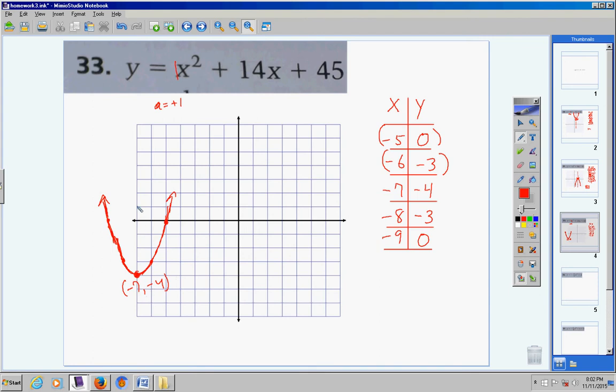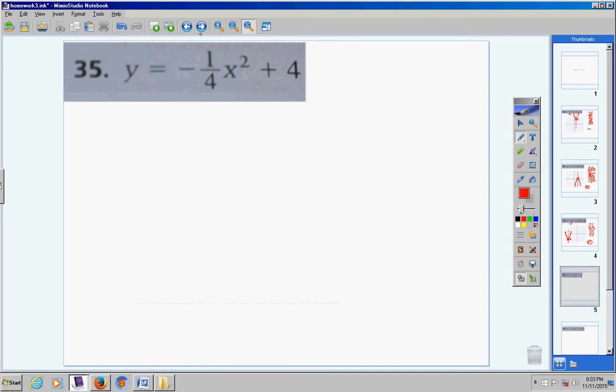Your axis of symmetry, which would go right through the vertex, is going to be a vertical line. So we say x equals, and where does it cross the x-axis? Well, this number right here. So x equals negative 7. There is your axis of symmetry. Okay, guys? Halfway done. 3 more to go. Here we go. Alright, number 35.